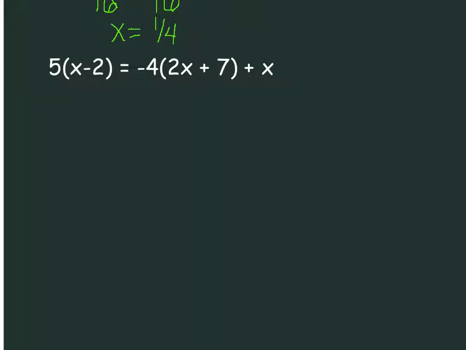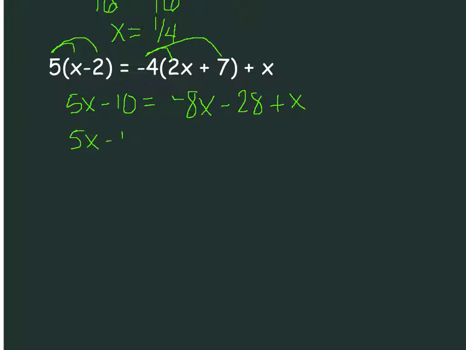We have, again, the parentheses. So we multiply through by the 5, we get 5x minus 10 equals, multiply through by the 4, negative 8x minus 28, and then plus x. Once again, on the right-hand side of the equation, we can combine our like terms. We have negative 8x plus x. We get negative 7x minus 28.